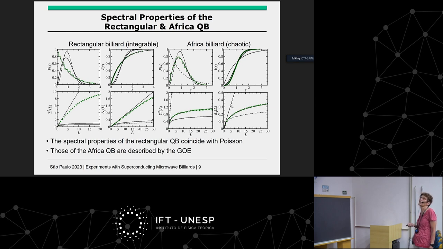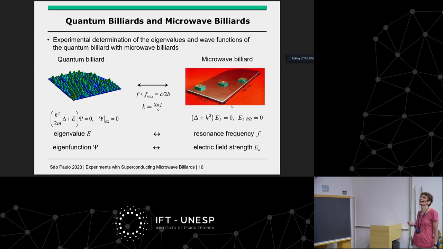As I mentioned in the beginning, in Darmstadt we used microwave cavities to obtain the eigenvalues of a quantum billiard. This can be done by using the analogy between the Helmholtz equation and the Schrödinger equation for a quantum billiard. As I explained, you have to solve the free space Schrödinger equation with Dirichlet boundary conditions. This is a metallic microwave cavity, made from niobium. It has the shape of a stadium billiard.